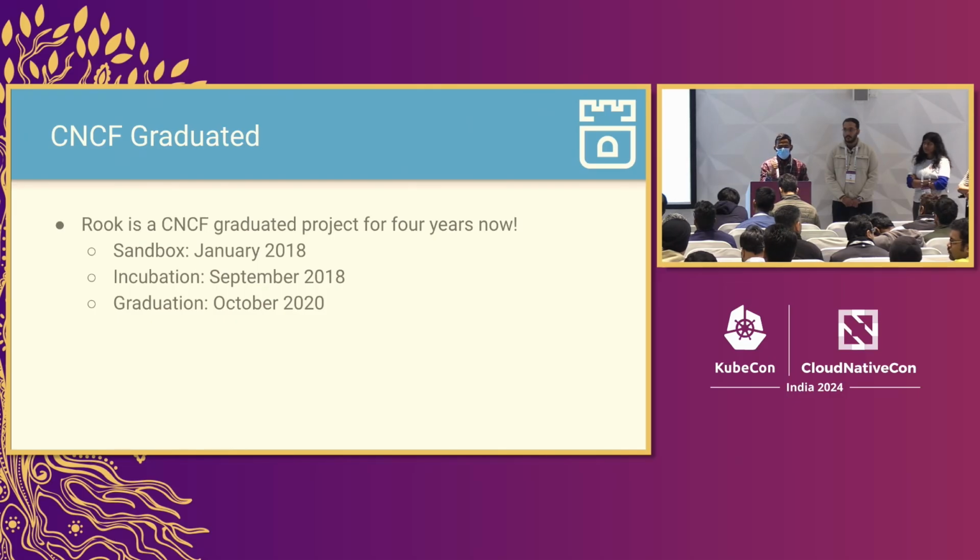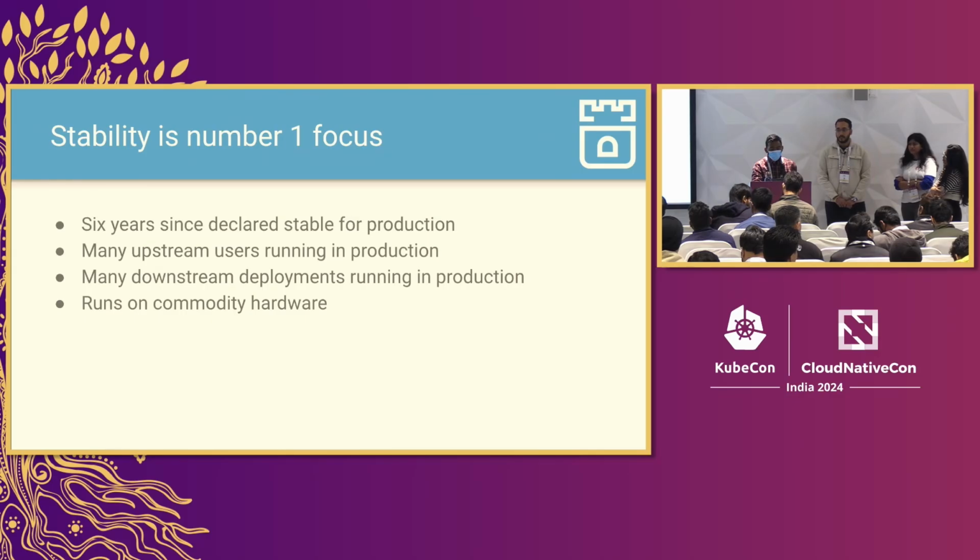Rook got into Sandbox in January 2018, incubation in September 2018, and graduated in 2020. So you can see with this short timeline, Rook graduated. It means that Rook is really stable and good for production use. And for Rook, stability is the number one focus. And it is more than 6 years. Rook is declared stable and ready for production.